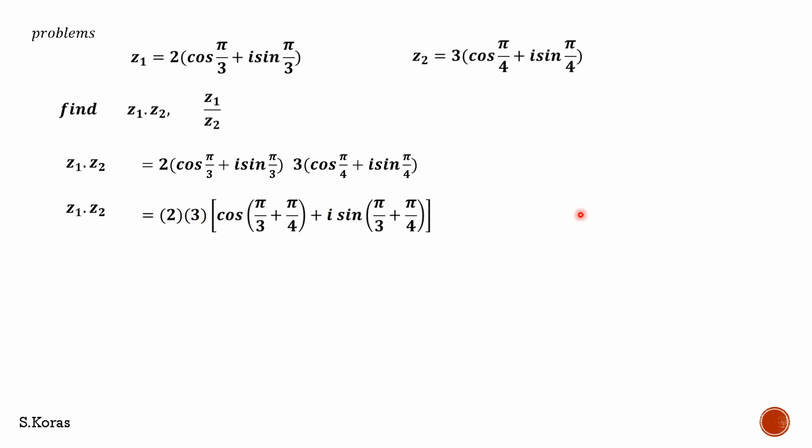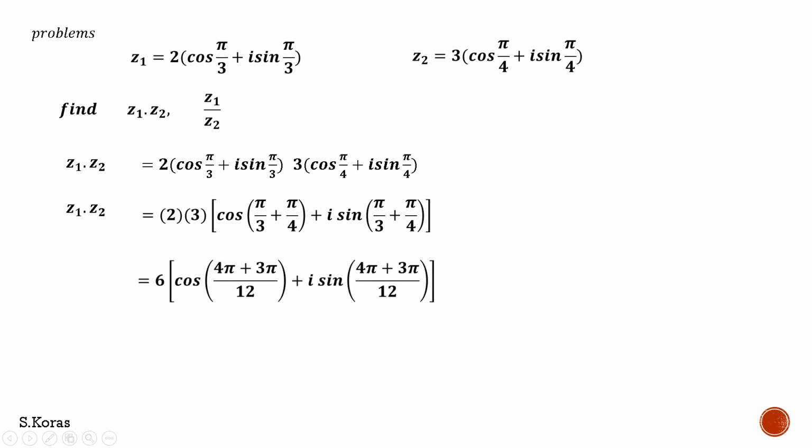Now let us just simplify this, that is 6 into cos of, if you take LCM, that is 3 into 4, 12, cross multiplying 4 pi plus 3 pi. The same way we are doing here. Our final answer will be 6 into cos of 7 pi by 12 plus I into sine of 7 pi by 12. So we have multiplied two complex numbers in polar form very easily.